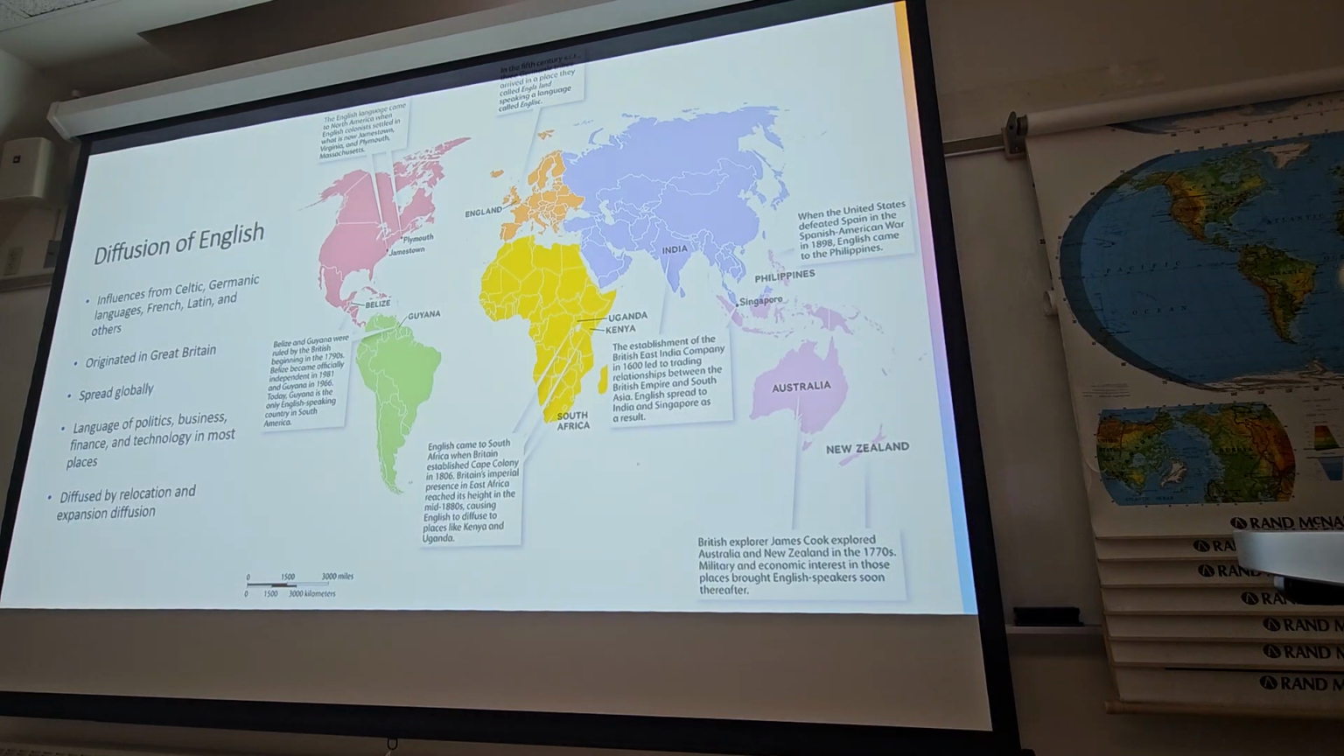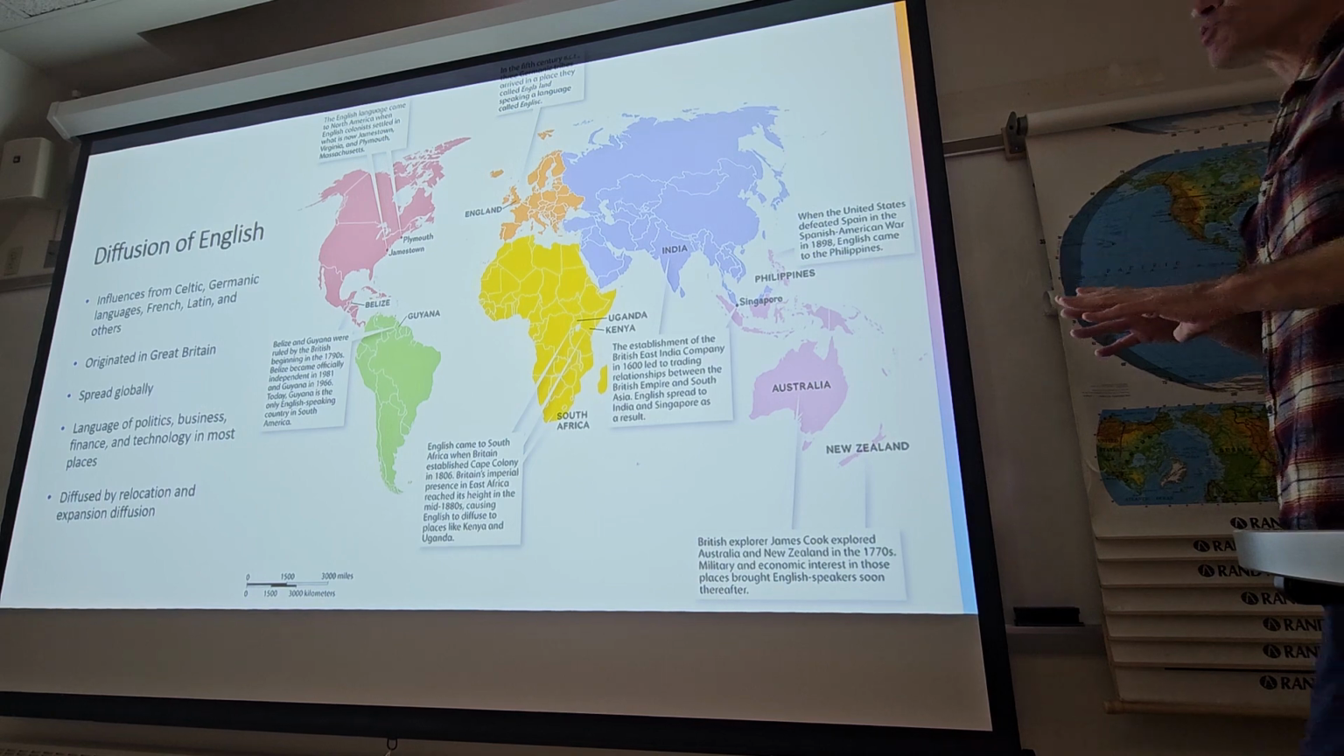So English itself has something like 3 to 5 times as many words as most other languages, because it's kept all these different words from very different kinds of language roots.